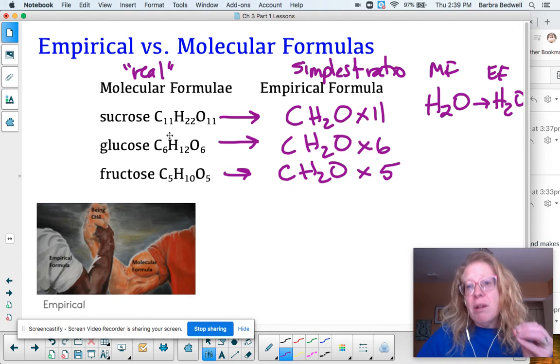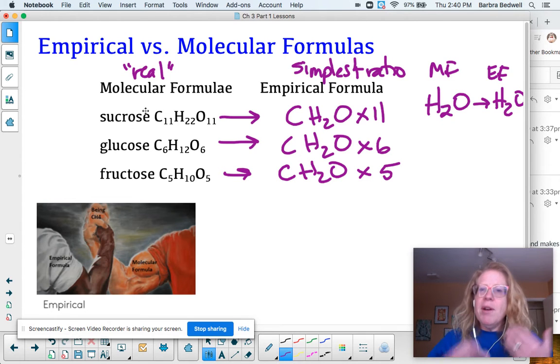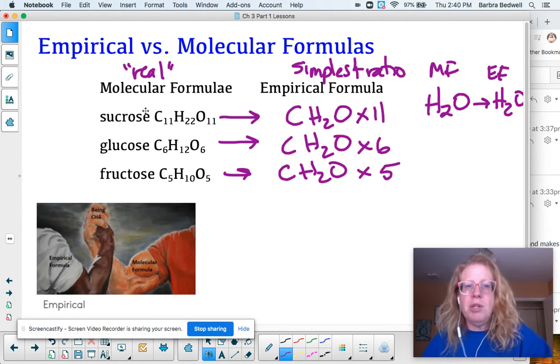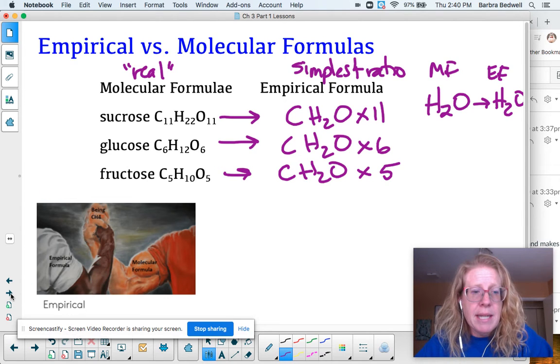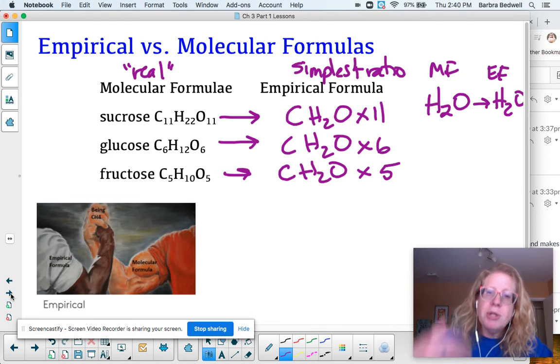The molecular mass of sucrose compared to the empirical mass, this is 11 times heavier. So if I know the mass of this, and I know the mass of that, you can figure out the multiple relationship between the two. So that's the big idea, is that empirical formulas are the simplest one. Molecular formulas are some multiple up.